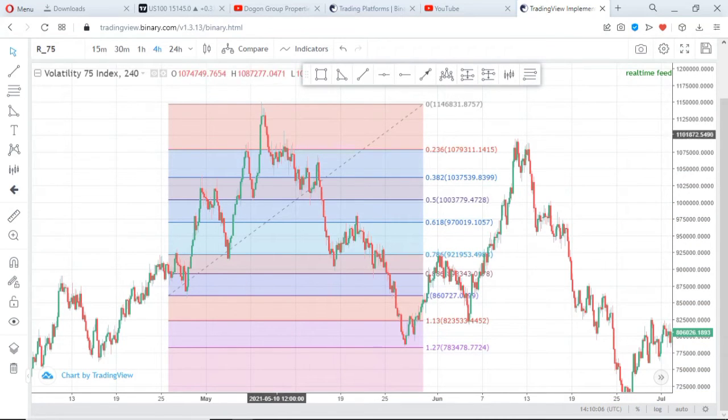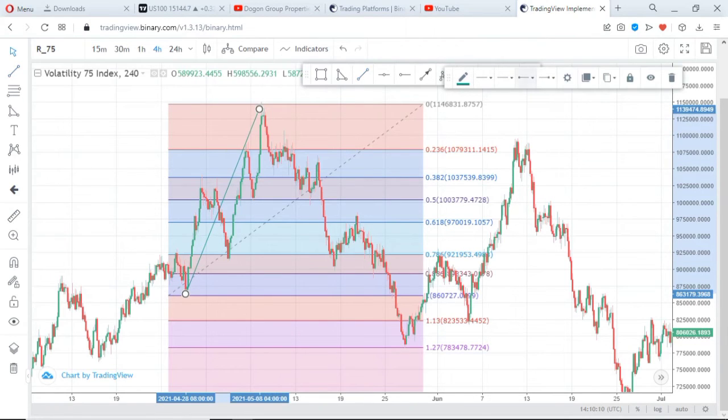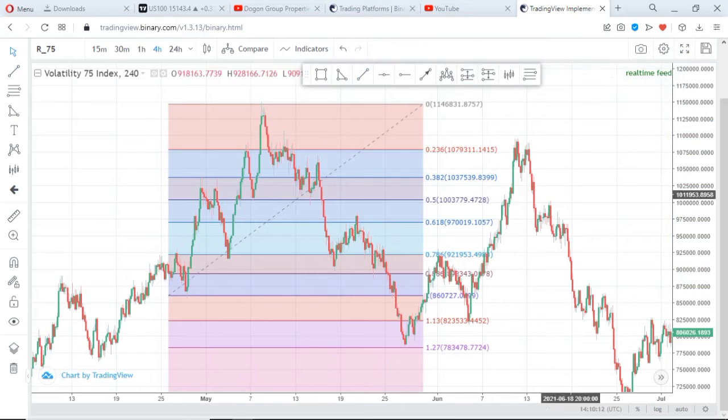That's our point X right there. Point X comes from point X to point A. It came from point X, went up to point A, came back and retraced where? On 786 right there. That's our point B. It went up, never broke the high, came back and broke the low and retraced on 127. That's our butterfly pattern also.